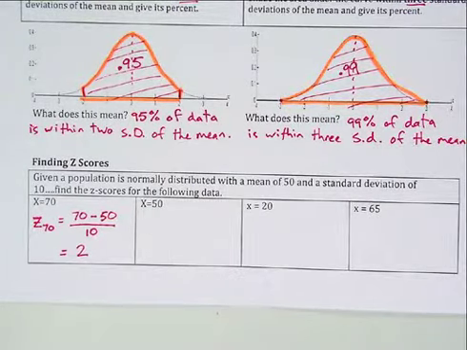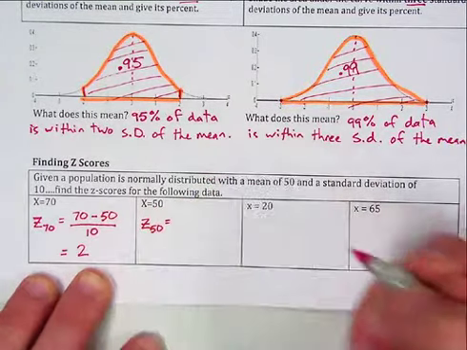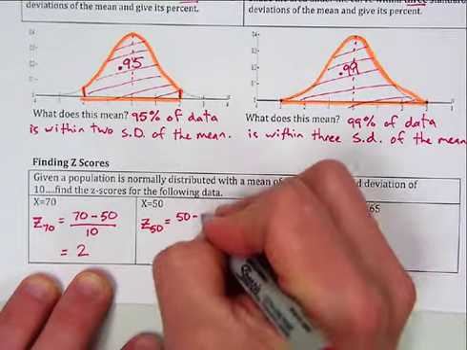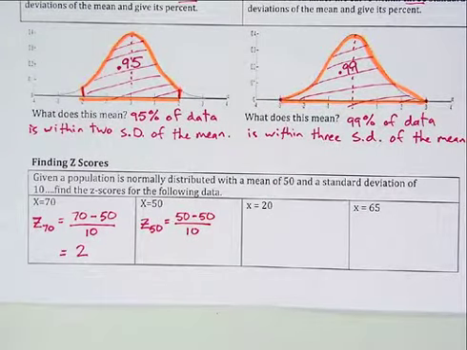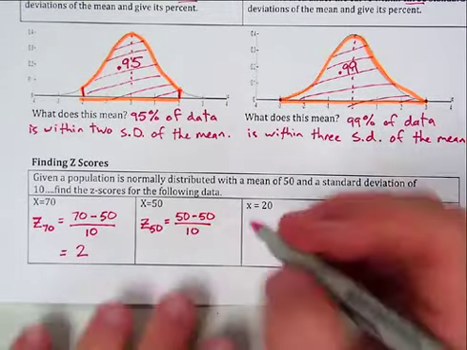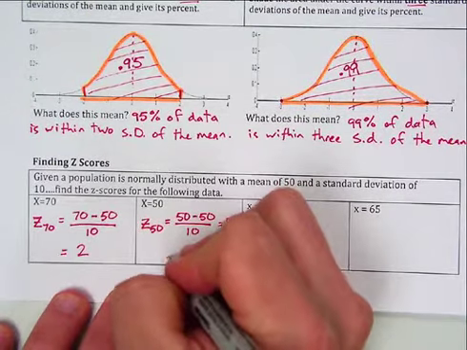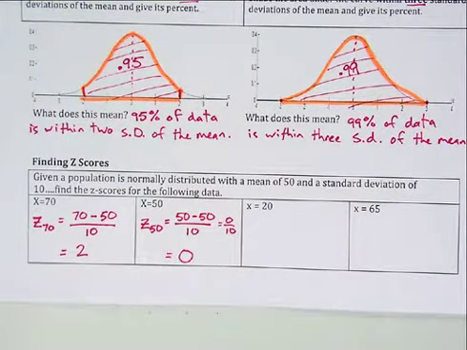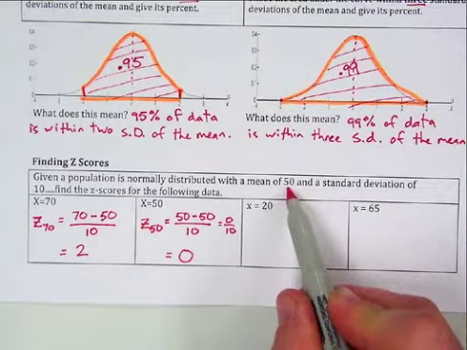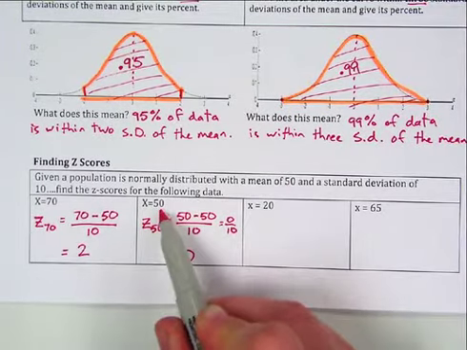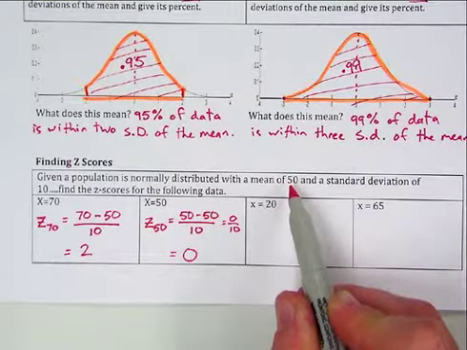Now x equals 50. So we can use our formula again. Z of 50 equals the piece of data 50 minus the mean divided by the standard deviation. Now here you can see we get 0 over 10. So the z-score of 50 is 0. Now that makes sense because if the mean is 50, the piece of data 50 is 0 standard deviations away from the mean because it is the mean.